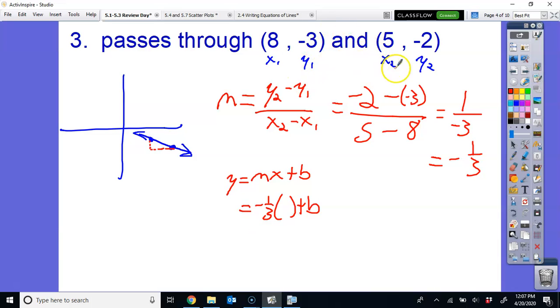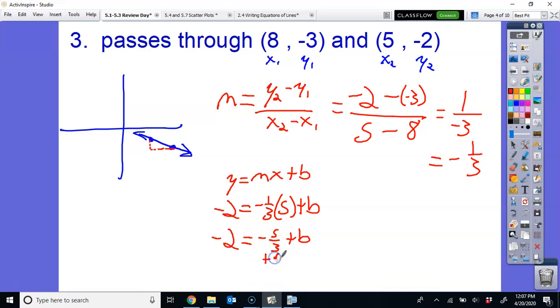So if I plug in 5 for x and -2 for y, I can find my b now. So that's going to be -1/3 times 5. That's -5/3. You can use your calculator to help you out. I'm just trying to save a little bit of time on the video.